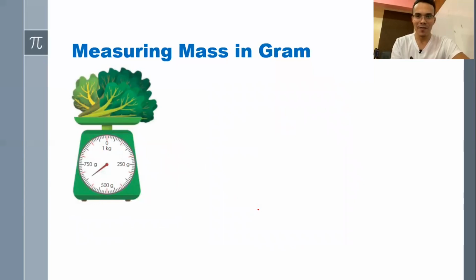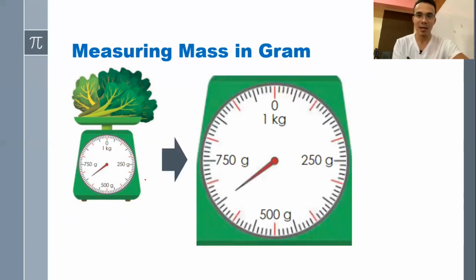Let's have the other weighing scale. What is the mass of the spinach? Let's read the weighing scale. Look at the needle. The needle is pointing to this black mark. And we don't know the number corresponding to this black mark yet, right? So what are we going to do?